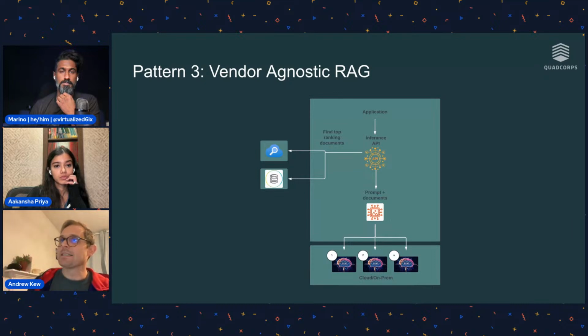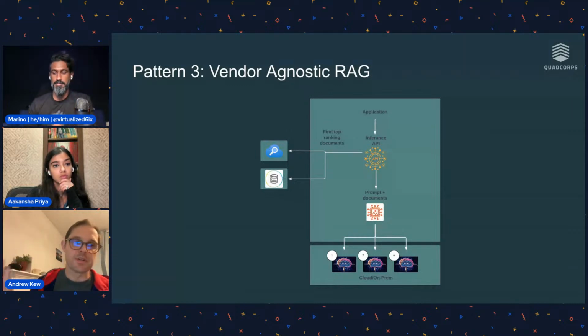So what this pattern gives you is that you build out some kind of inference API, which will reach out to whichever external storage you're using, whether it's a vector database or a SaaS service or something like that. It'll get the top ranking documents, and then pass them with the prompt along to the LLM of choice. And again, you can then use any LLM. You can go with OpenAI, you can go with your own on-prem. It's up to you.